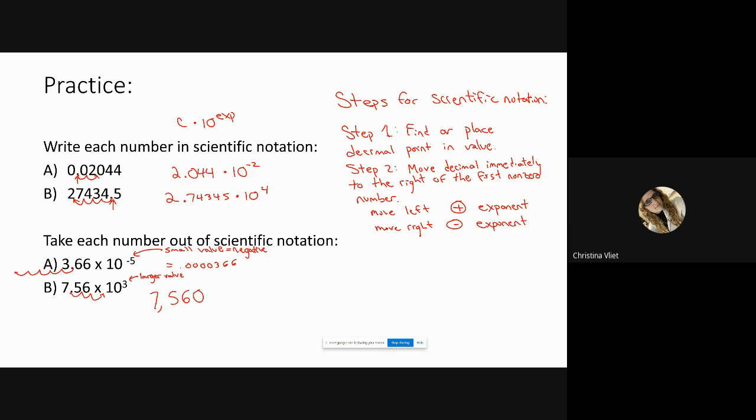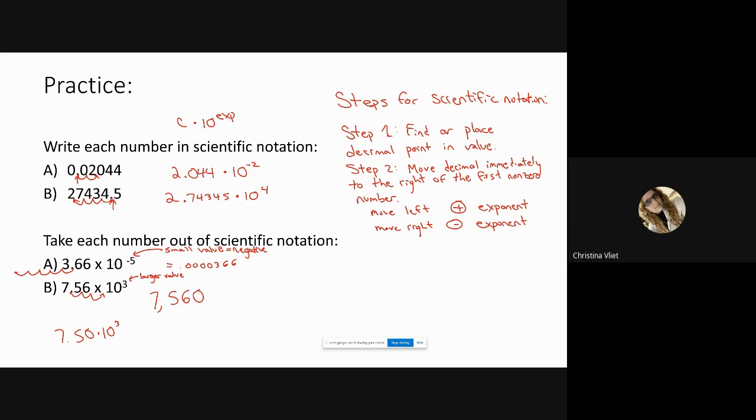Yes. What if it was 7.50? That's a good question. That's actually why it's preferential. If you had a situation like this, it's actually preferential to write your answer in scientific notation, because it'll be very difficult to tell in standard form that one 0 was significant but not the other.